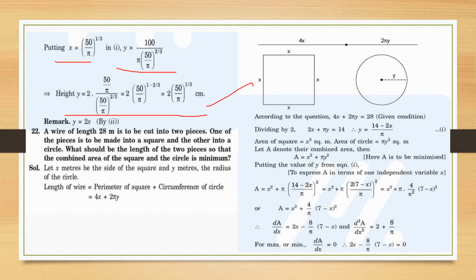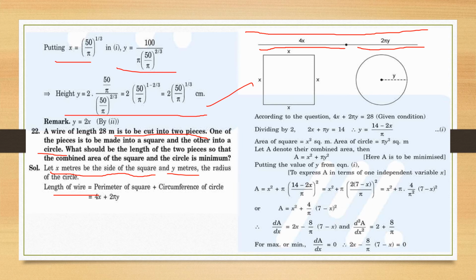A wire of length 28 meter is to be cut into two pieces. One is to be made into a square and the other into a circle. Okay, now the same question can be asked in other ways, that this wire of 28 meter can be changed to a square or equilateral triangle, or circle or equilateral triangle, but here it is to be changed into a square and a circle. What should be the lengths of the two pieces so that the combined area of square and circle is minimum? So let x meter be the side of the square and y meter be the radius of the circle. So the length of the wire will be the perimeter part, like 4x for the square and the circumference, that is 2 pi r, for the circle.